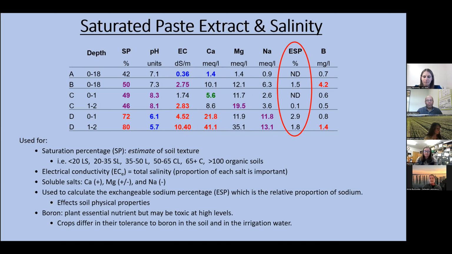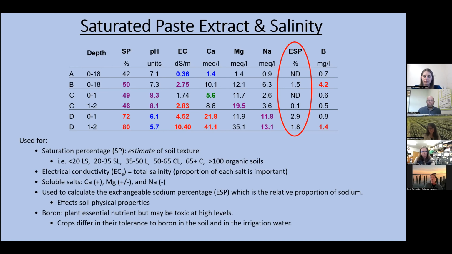So ESP is another important parameter to look at. It's a calculation based on your calcium, magnesium, and sodium, and it's basically looking at how dominant sodium is in the system. And with soil, we are looking at nutrition, but on this page, this is all salinity. And again, the ESP has a huge effect on soil structure.